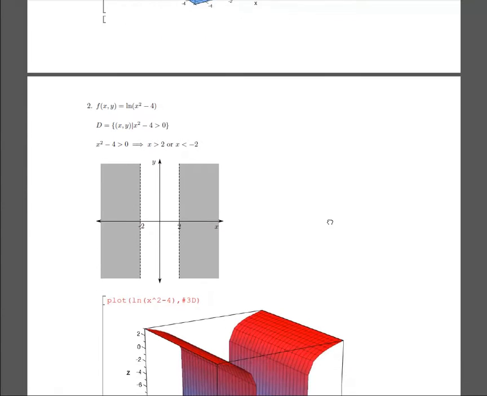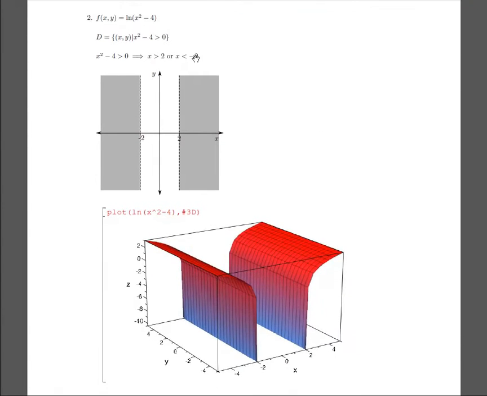For number 2, I gave you a function that has no y in it, which I probably shouldn't have done, but that's what I did. So we end up getting the condition x squared minus 4 greater than 0. That's what we need for the natural log to be defined, and so we can define our D like this.